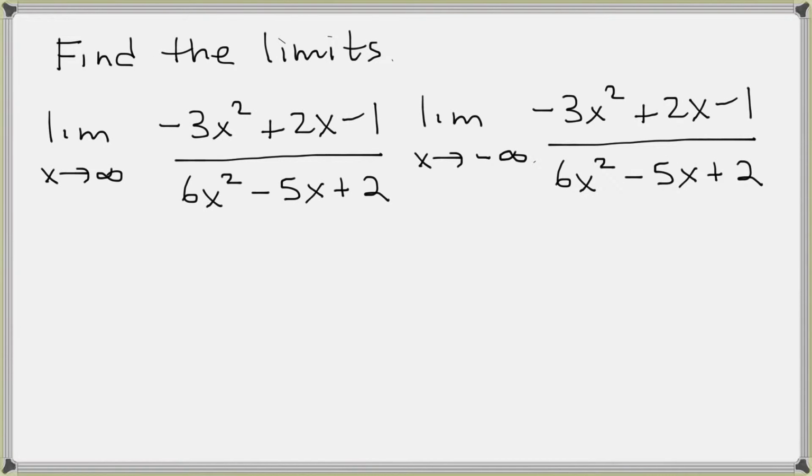All right, in this example, we're taking a look at another infinite limit. In this case, the limit as x goes to infinity of the rational function minus 3x squared plus 2x minus 1 all over 6x squared minus 5x plus 2.